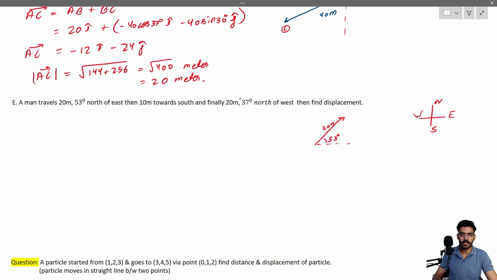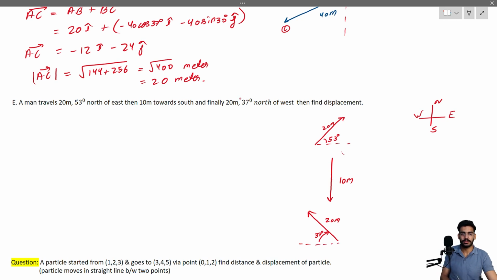Then you have the second thing, what? Then 10 meter towards south. So the second vector is 10 meter towards south. So actually you can replace the vector here from here. Okay, here it is like this, but I am drawing here. Why? Because I don't want to make it too complicated. Then 37 degree north of west. So 37 degree north, 20 meter, 37 degree north of west. So from the west side you take 37 degree north. Okay, how much is this distance? 20 meter. Okay, these are your three vectors.